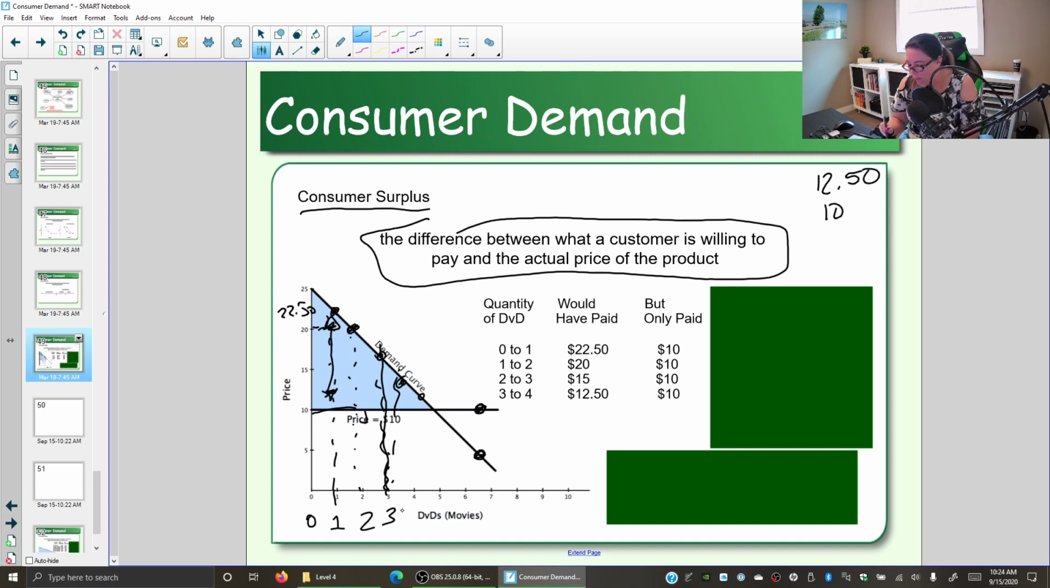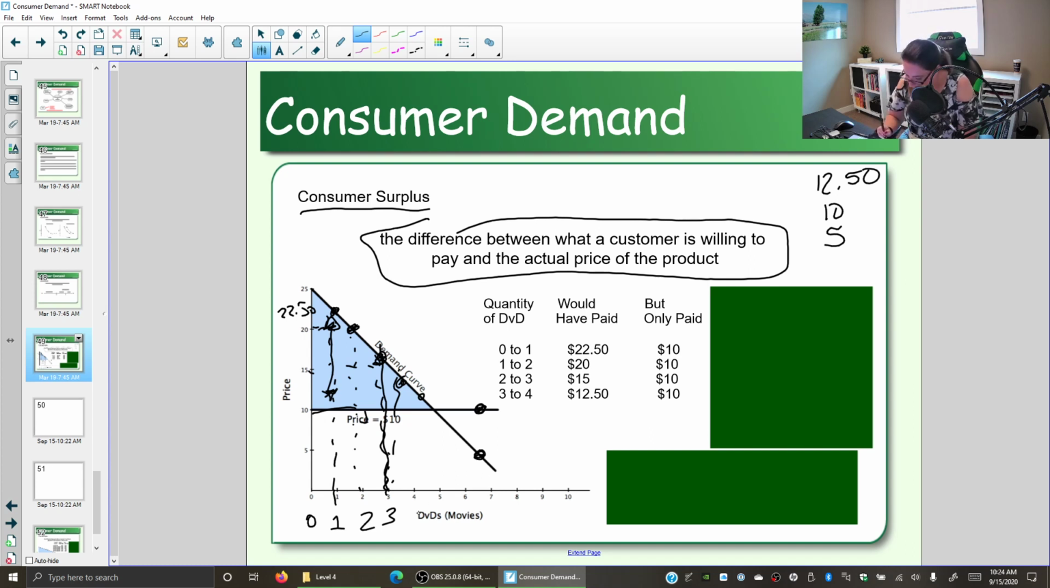Got to be able to keep your line straight if you're building it from a demand curve graph. The amount that we are willing to pay for the third movie is 15, and the price that we're paying is 10. So are we getting a deal? Yes, and that deal is $5. So we're still paying less than the value to us. We're still getting consumer surplus. We're still happy because we're getting more value than we're having to pay.